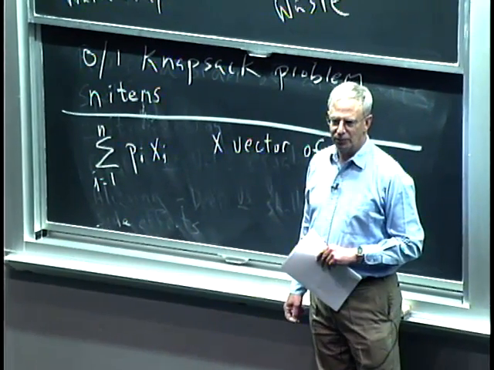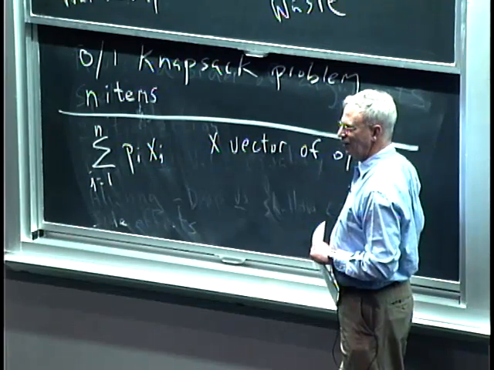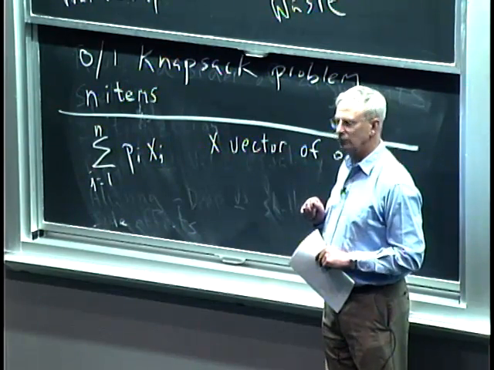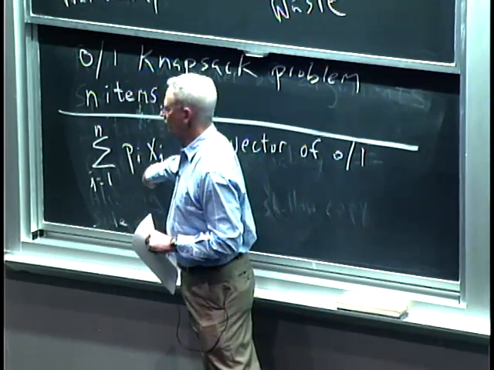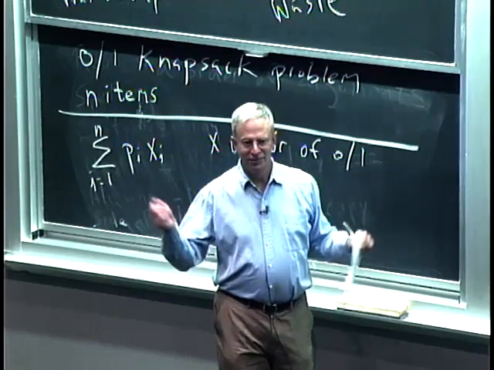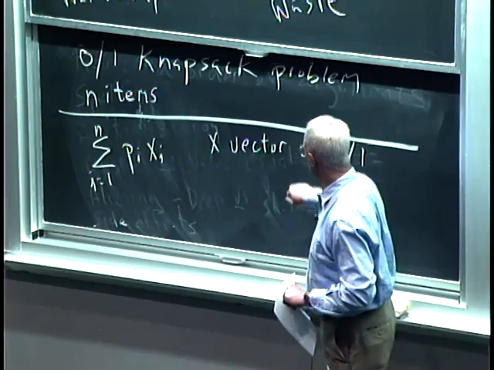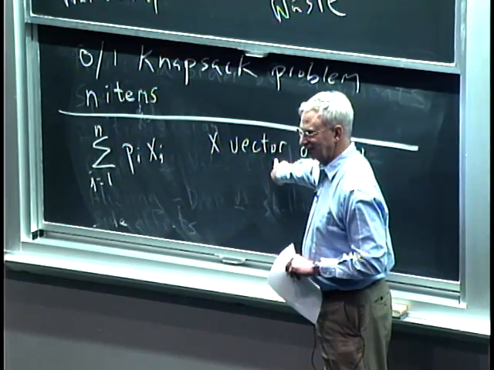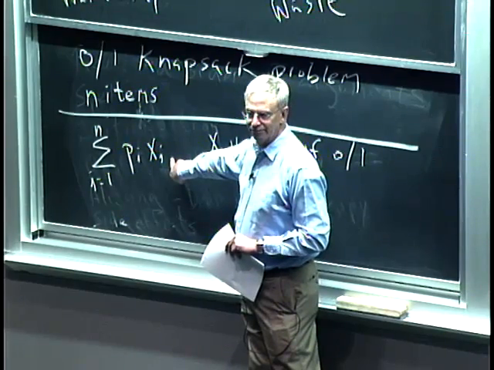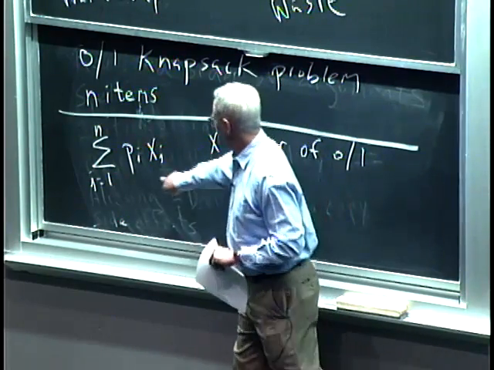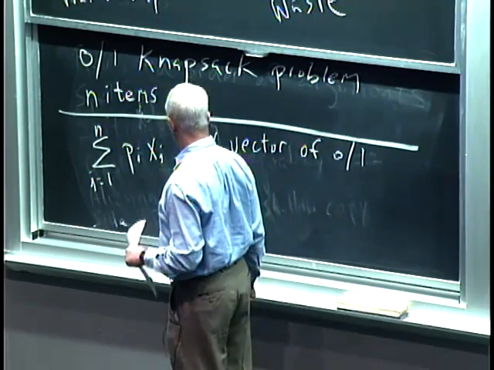If I'm going to keep that item, item i, if I'm going to take it, I give it a 1. If I'm not going to take it, I give it a 0. And so I just take the value of that item times whether it's 0 or 1. So my goal here is to choose x such that this is maximized, subject to a constraint.